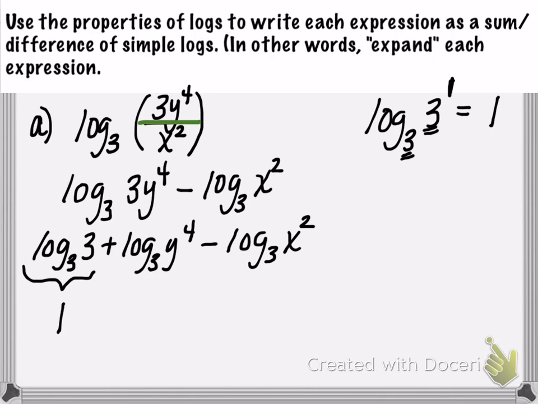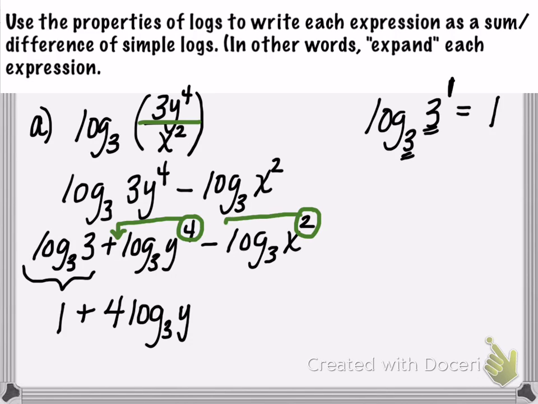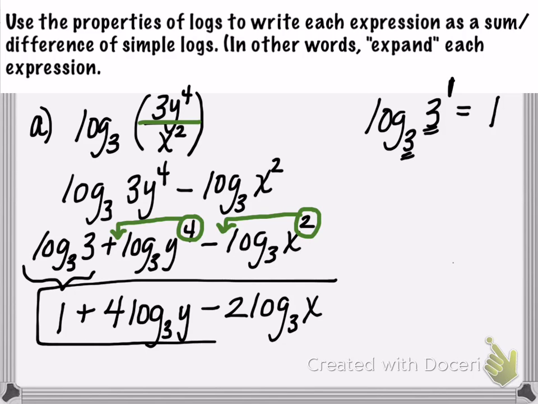And then moving on, we see that my next logarithm, the argument is y raised to the fourth power. So the power property for logarithms says that we can actually rewrite that as multiplication. So that 4 would be in front and be multiplied by the logarithm, log base 3 of y. And likewise, for my last logarithm, since the argument is x raised to the second power, again, the exponent could come in front and be rewritten as multiplication. So that would be minus 2 times log base 3 of x. So this would be our expanded answer. 1 plus 4 times log base 3 of y minus 2 times log base 3 of x.